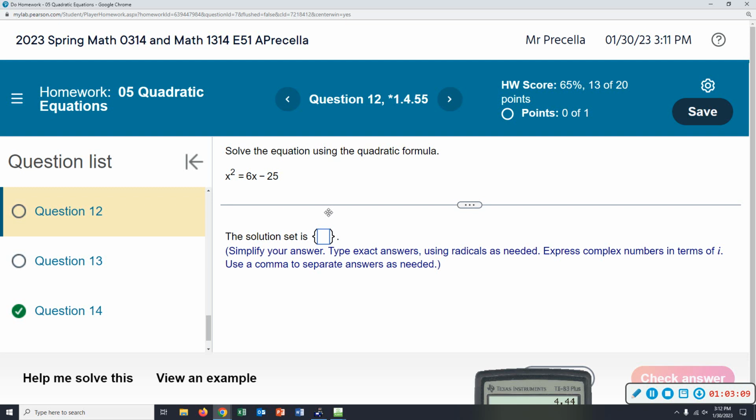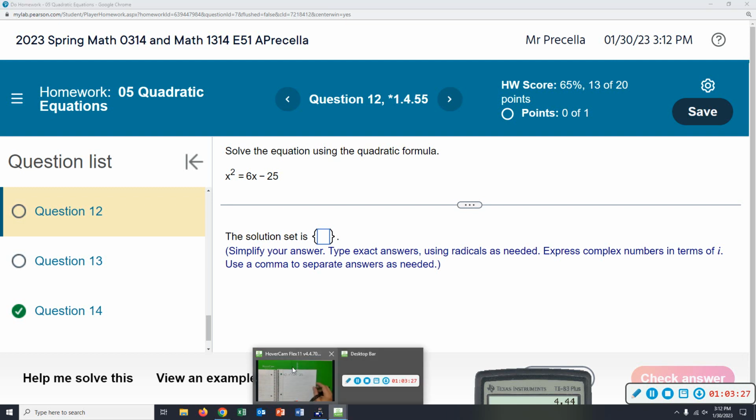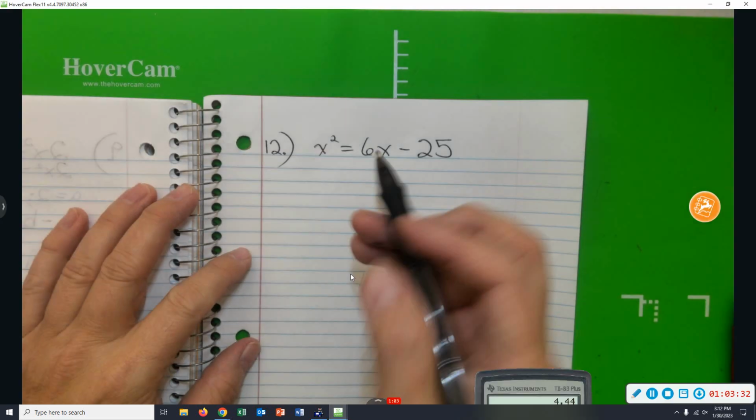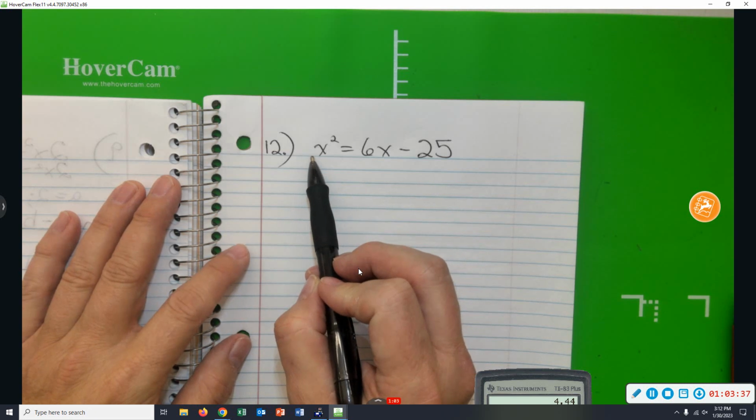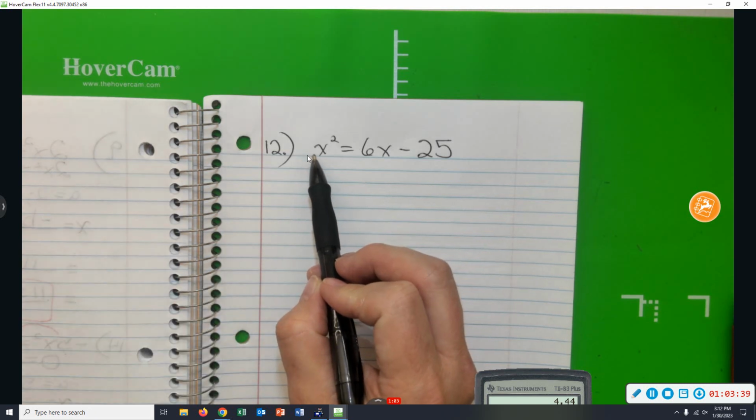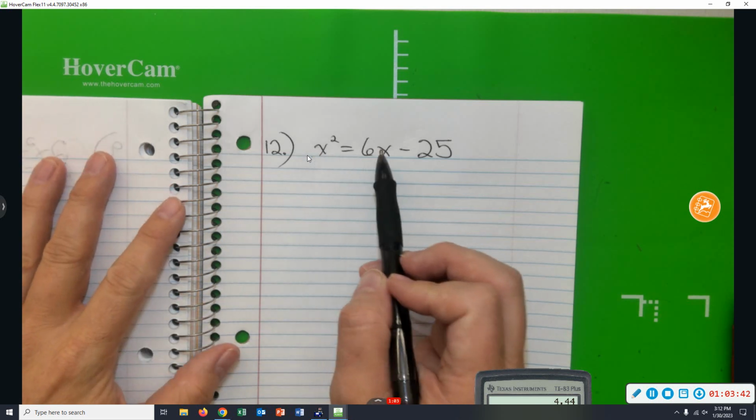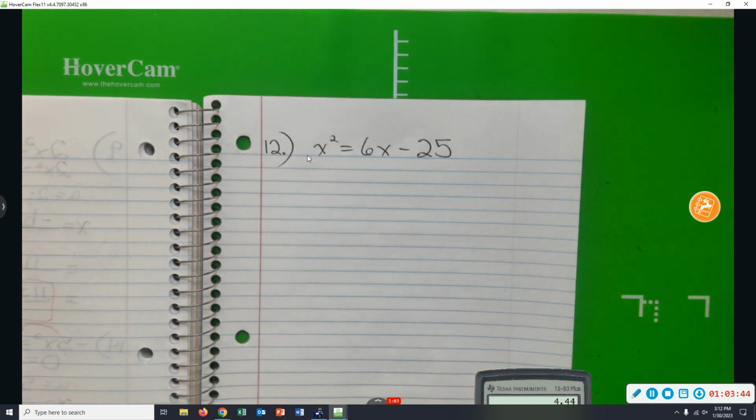Solve the equation using the quadratic formula. Okay, solve the equation. It says use the quadratic formula. So we already have a leading coefficient here. Well, what's the leading coefficient? It's a 1, it's a positive number, so we don't want to move that x squared. So I agree, let's subtract that 6x.